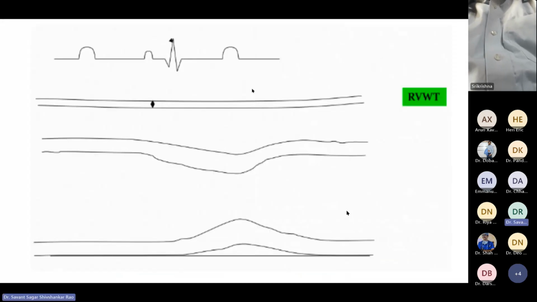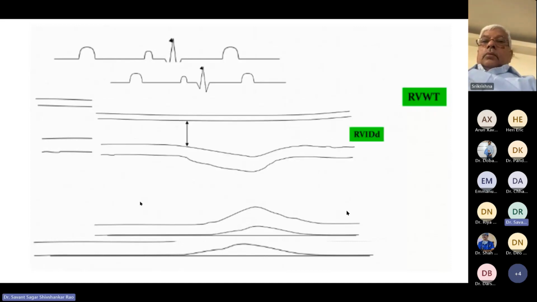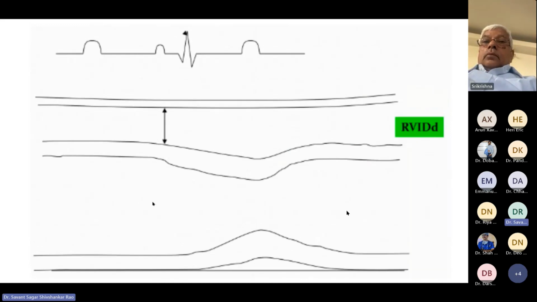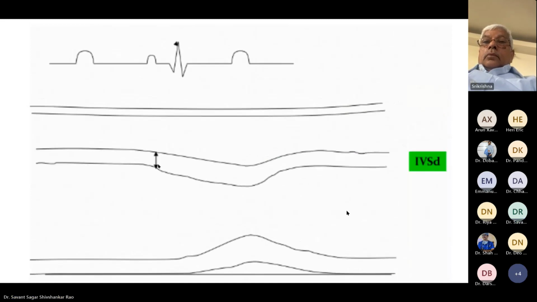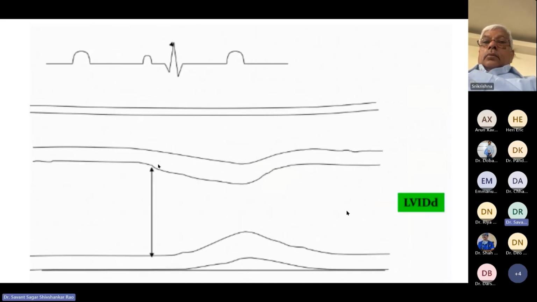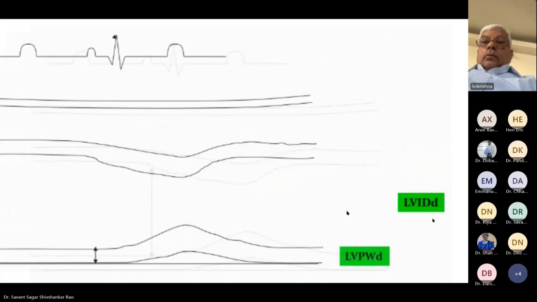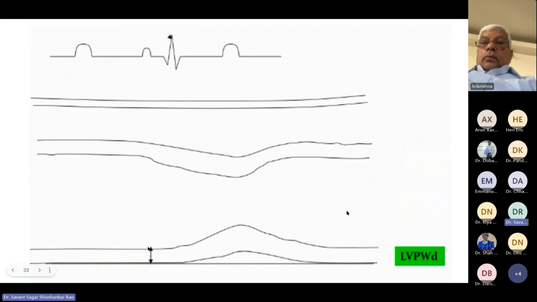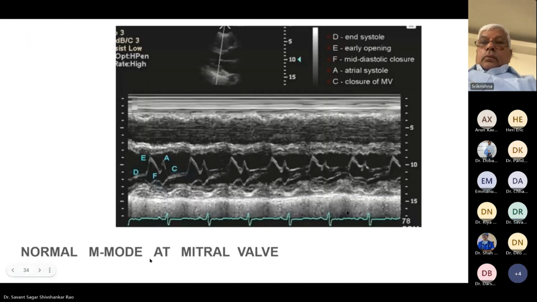The anterior-most part is the right ventricular wall, mainly used to compare the thickness of the right ventricle and left ventricle. This is the right ventricular internal diameter. This is the interventricular septal diameter. Left ventricular internal diameter in diastole; the small d is diastole. And the posterior wall diameter, mainly in diastole.